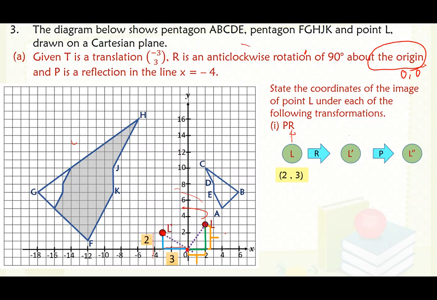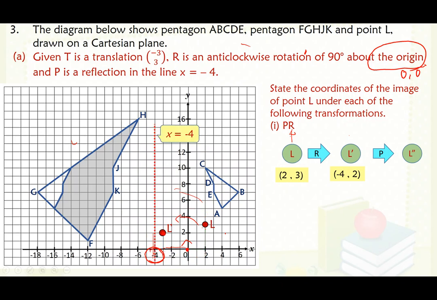So we can check, you see this is 90 degrees from this direction, so it's anti-clockwise. The coordinate for the L prime is -4 and 2. Now I will go to L prime prime. 我要去第二个 transformation 就是 P. The P is a reflection x equal to -4. Where is -4? So x equal to -4 is over here.